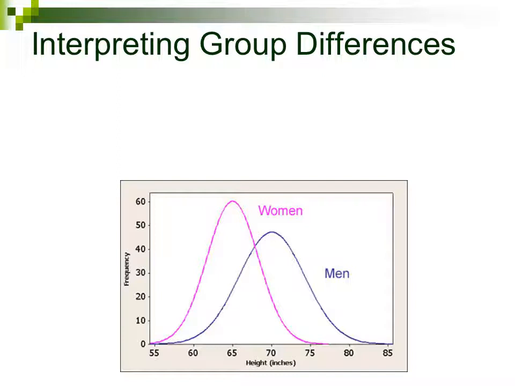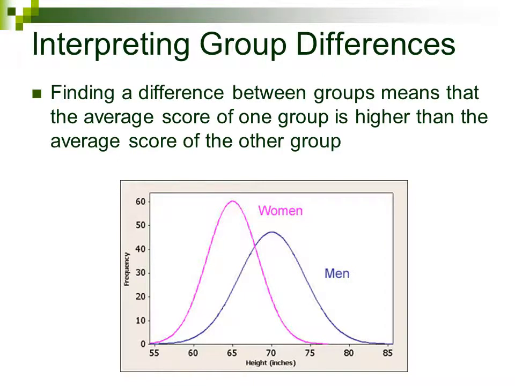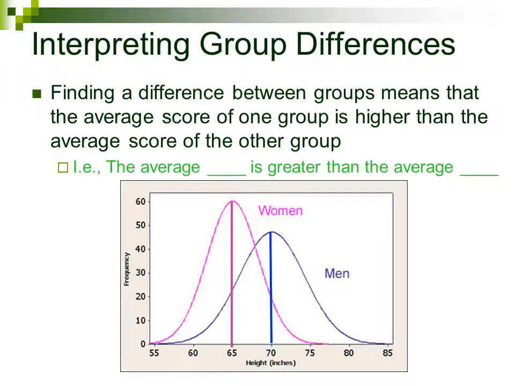What I'm trying to get at here is the correct way to interpret group differences. This is the point I'm trying to get across: finding a difference between groups means that the average score of one group is higher than the average score of the other group. To say men are taller than women just means that the average height of males is larger than the average height of females, or that the average man is taller than the average woman. That's all it means when we say there's a difference between groups.